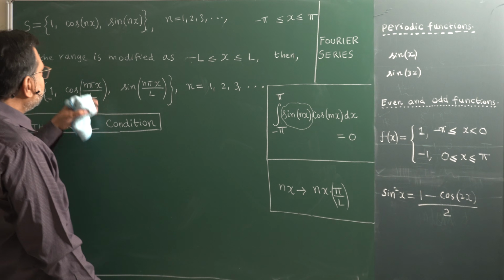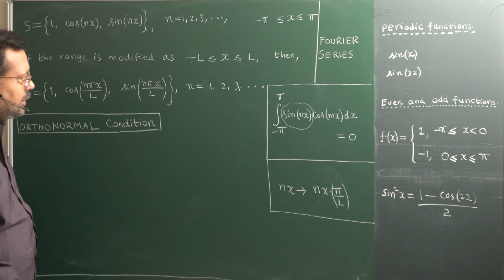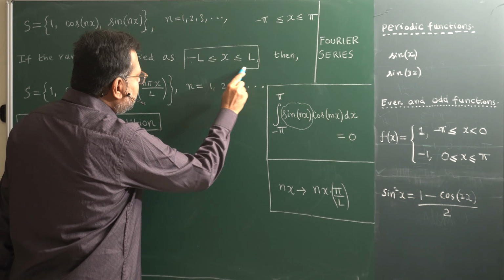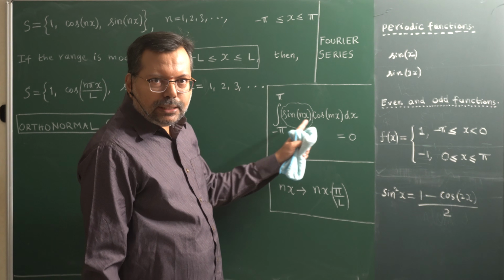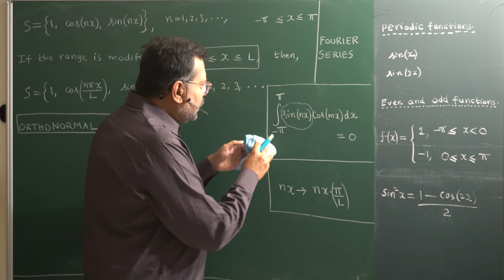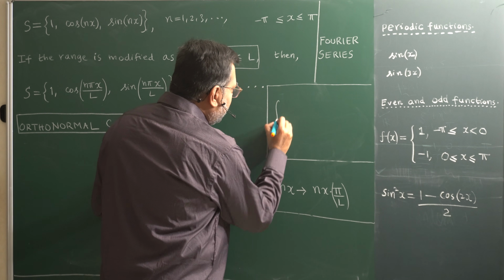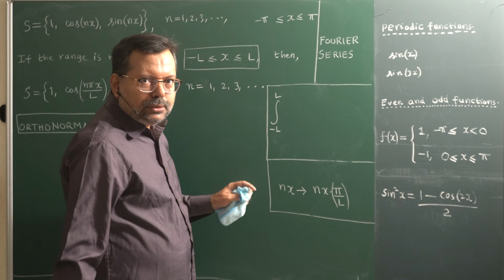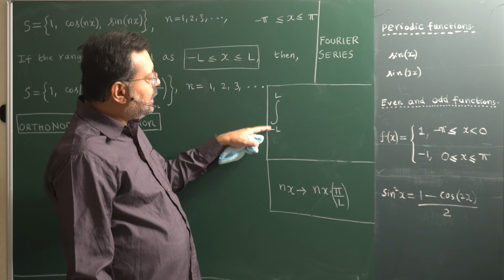And now, starting from here, we are moving to a slightly generalized situation where the validity range is from minus L to plus L. So this is the first point. In that situation, yesterday's integral can also be slightly modified. You see what the slight modification is? You have an integral from minus L to plus L. Yesterday we wrote minus pi to plus pi. Now you write minus L to plus L.